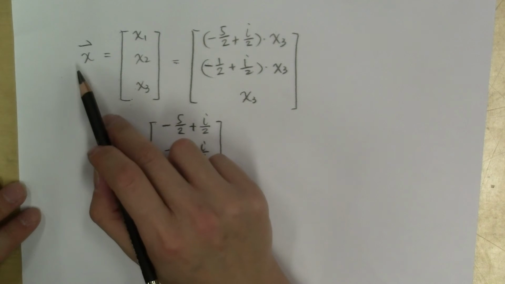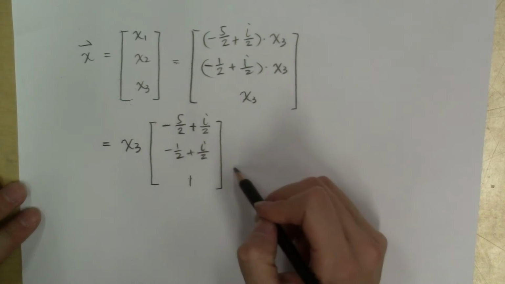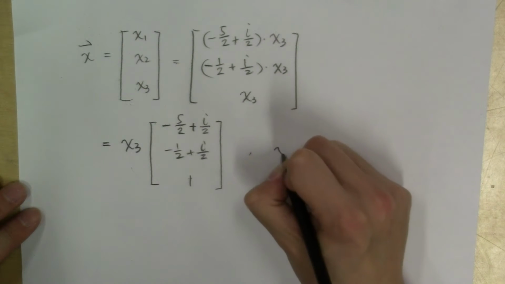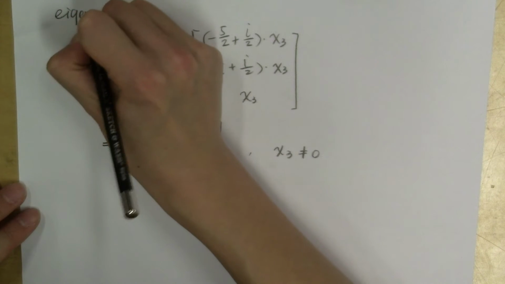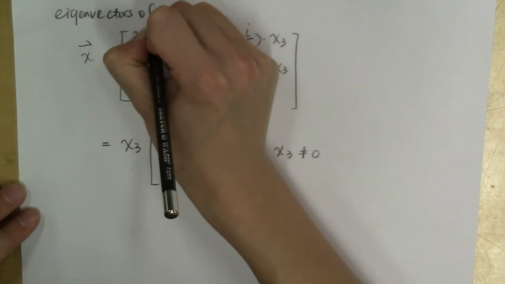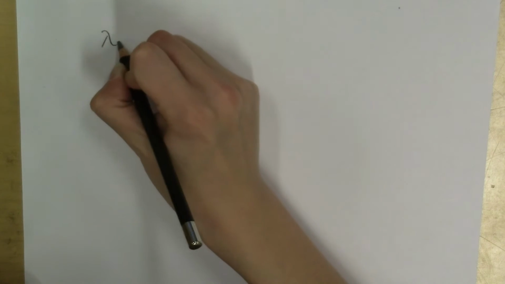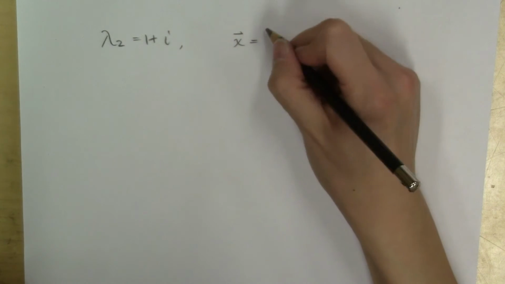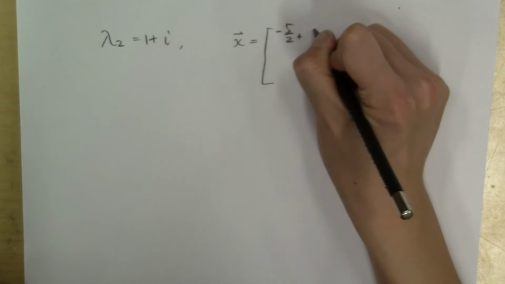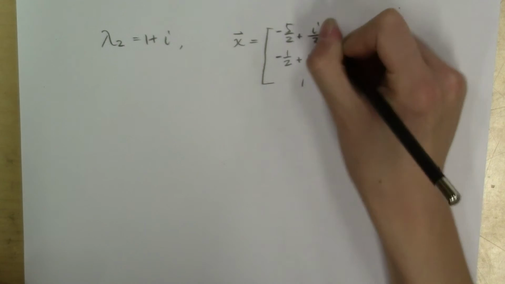So all the eigenvectors corresponding to the eigenvalue 1 plus i are 3 by 1 eigenvectors that can be written as this scalar multiple where x sub 3 is not 0. These are all the eigenvectors of lambda sub 2 equal to 1 plus i. So what we just found is for this eigenvalue 1 plus i, there is one eigenvector, negative 5 halves plus half of i, negative 1 half plus half of i, 1.